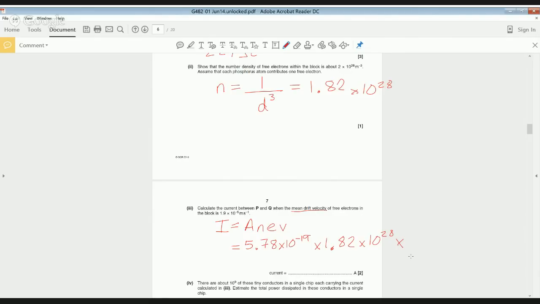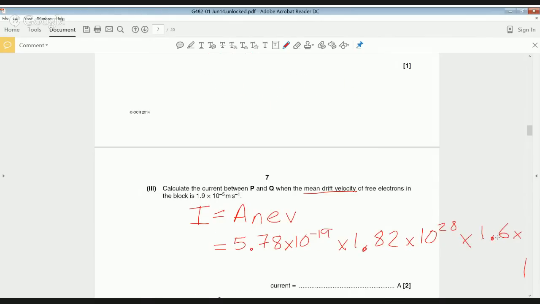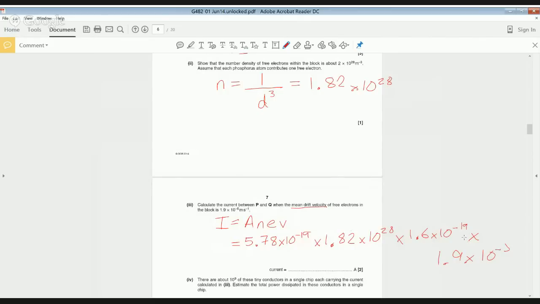Our e is the charge of an electron. This is on your formula sheet if you can't remember it. It's 1.6 times 10 to the minus 19. And finally, our velocity given to us in the question here is 1.9 times 10 to the minus 5. And that gives us an answer of 3.2 times 10 to the minus 14.